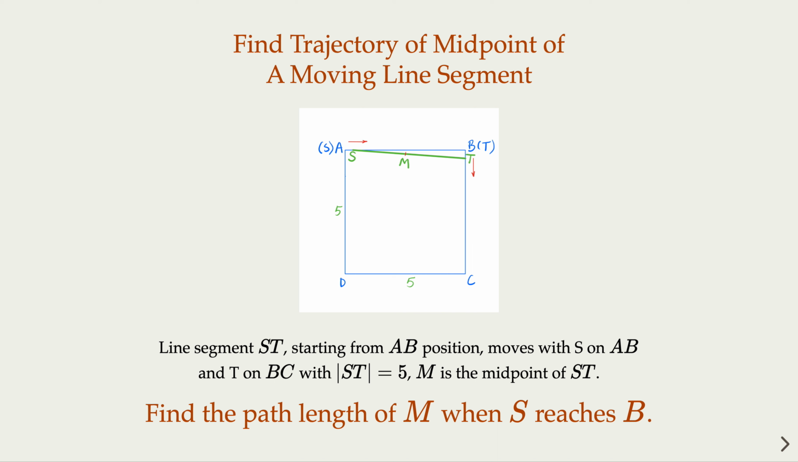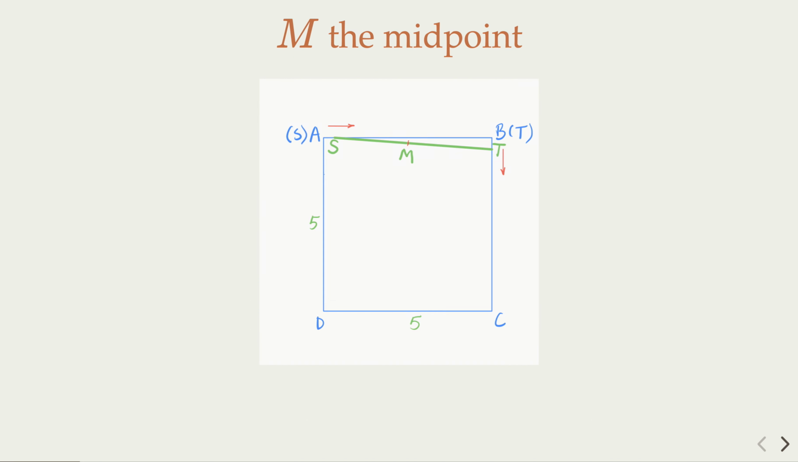In particular, we try to find the path length when M travels from the initial position, which is horizontal, to the final position where S reaches B. You would imagine that ST would be a vertical line where T is at position C. So we try to find the path length M travels in this process. All right. So when you think about it, what is special about the midpoint M here?